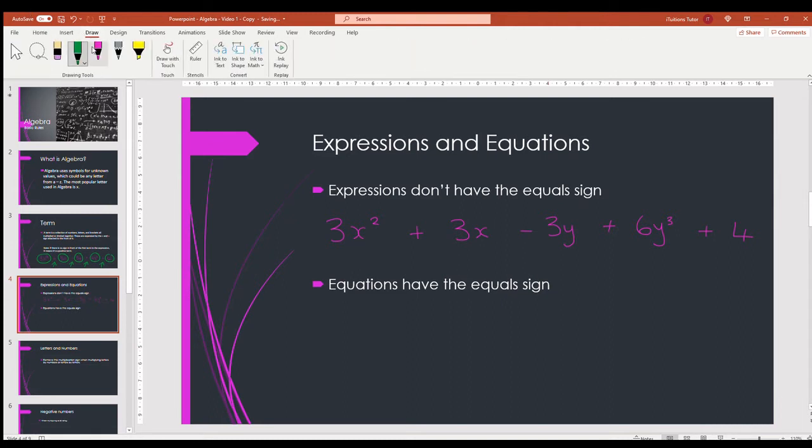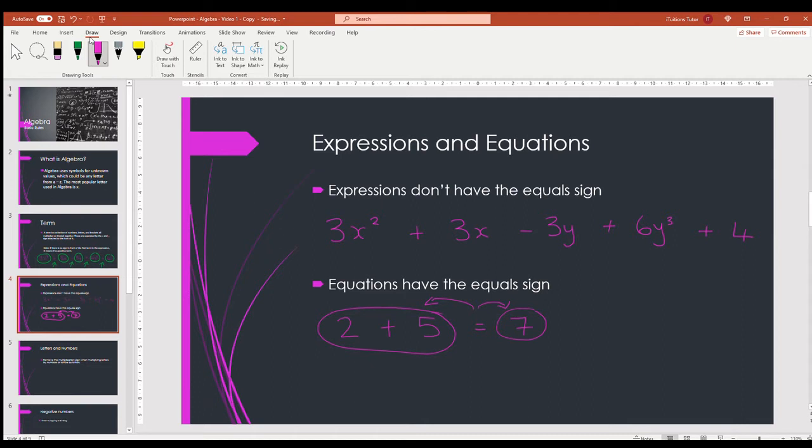For example, let's do 2 plus 5 equals 7. This is an equation because on one side of the equal sign we have 7, and on the other side of the equal sign we have 2 plus 5, which is 7. So the value is the same on both sides.